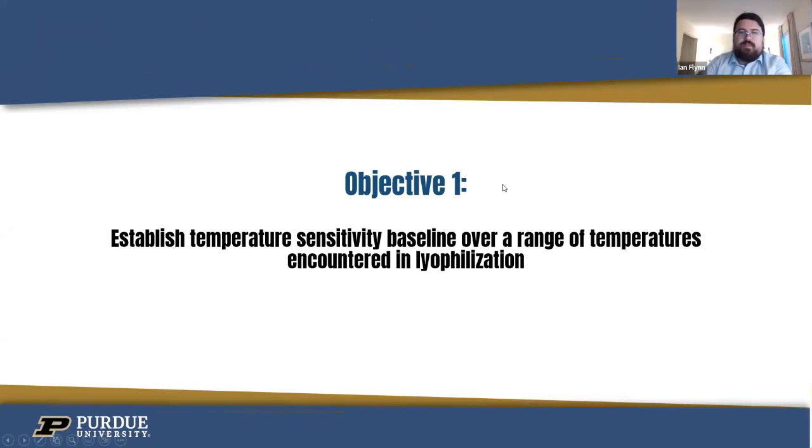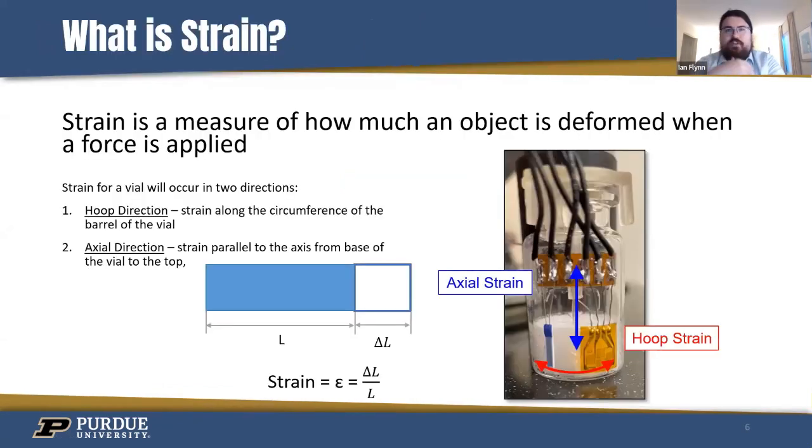So jumping into objective one, first I want to go over what is strain. Strain is a measure of how much an object is deformed when a force is applied to it. And we're looking at a vial. There are two directions that we really care about. Axial is going to be up and down along the vial here, as you can see. And then hoop is going to be the circumferential stress that we're going to be seeing in the vial.